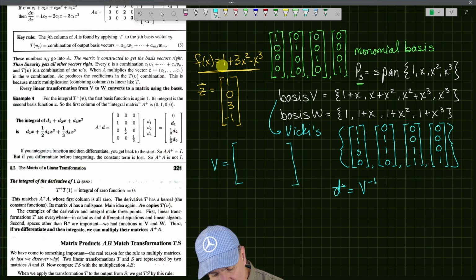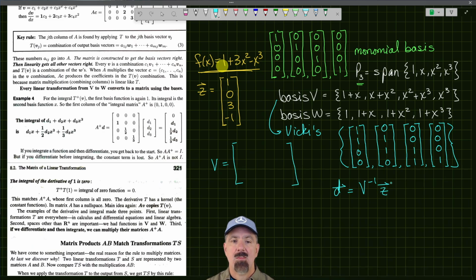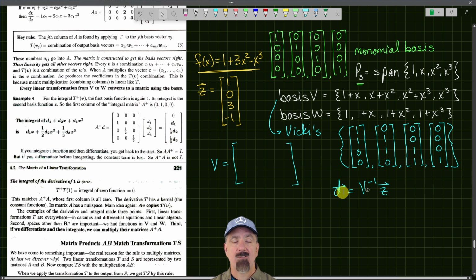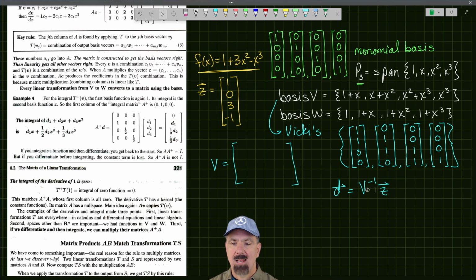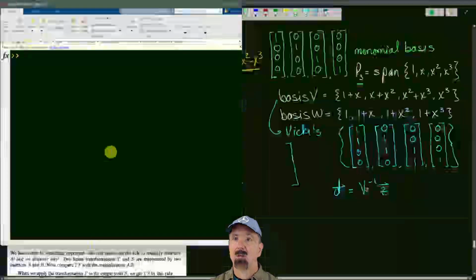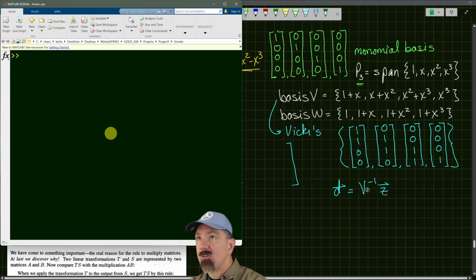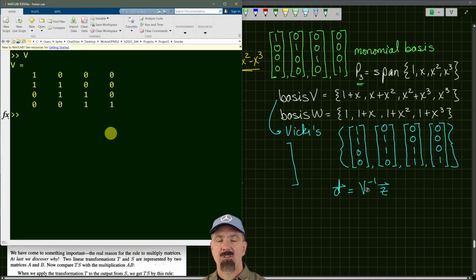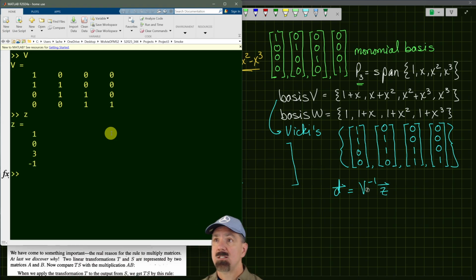This is going to be what we know is V inverse Z. This is going to be the coefficient vector for this actual vector, the actual polynomial, written in Vicky's basis. Let's see how we do that. I'm going to pull up MATLAB and we'll take a quick look. I've already entered the information here. Here is Vicky's basis, and then here is the column of coefficients for our vector.